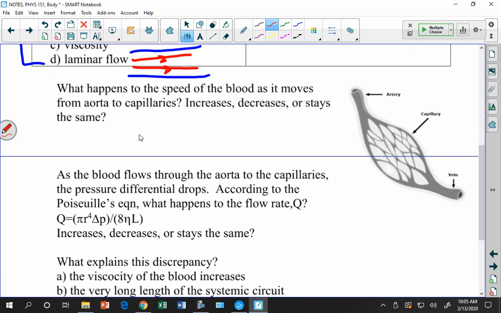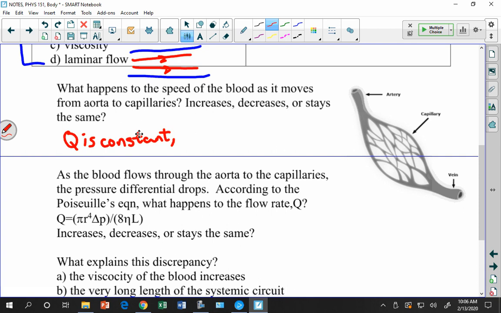Okay, so what happens to the speed of the blood as it moves from the aorta to the capillaries? Does it increase, decrease, or stay the same? We've already had this. Yeah, it stays the same. Oh, wait. No, I'm sorry. The flow rate stays the same. Let's write that down. So Q is constant. But the speed of the blood when it moves through the capillaries, is that faster or slower than it is in the aorta? What do y'all think?